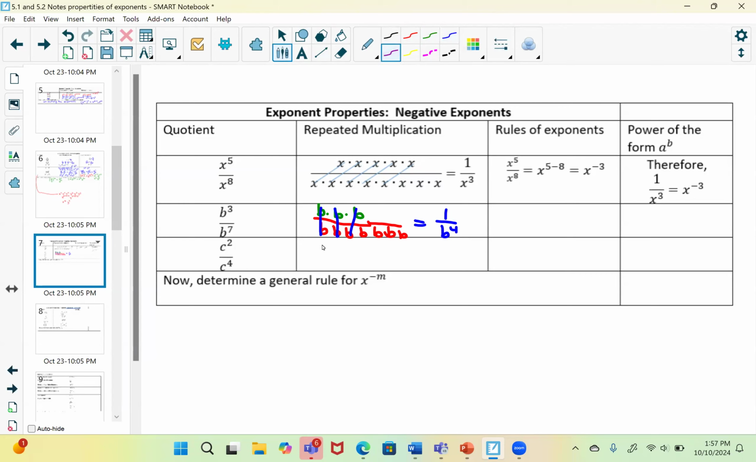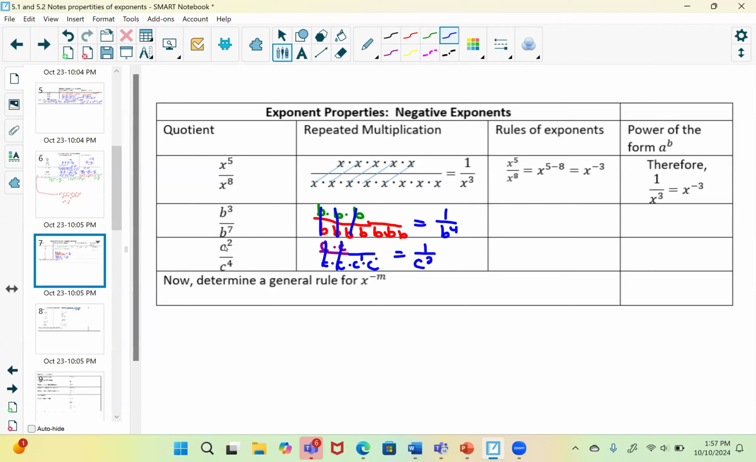And then if I do the c's, c squared is c times c. C to the 4th is c times c times c times c. 2 pairs cancel, and I would be left with 1 in the numerator and c times c, which is c squared, because there's 2 of them, or 1 plus 1 is 2. Okay. So these are all the one form of this.